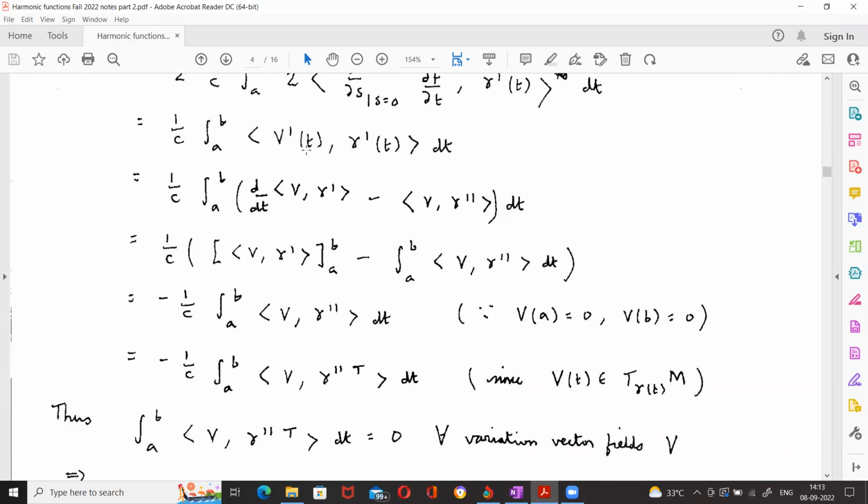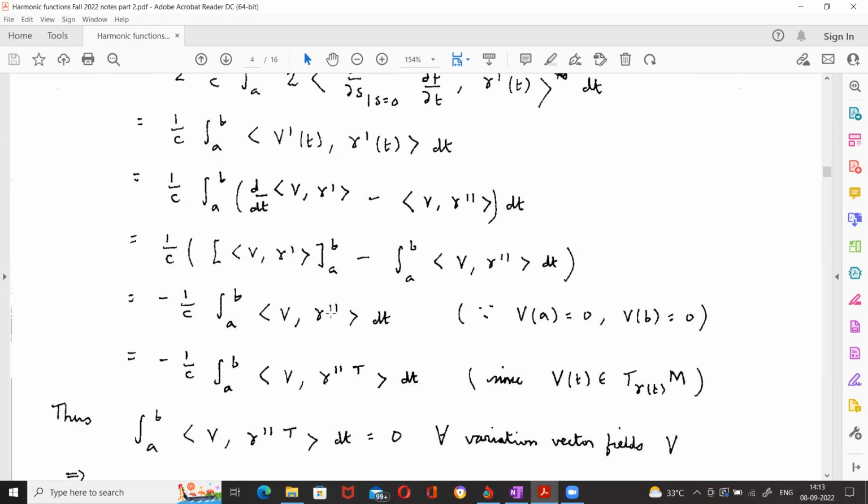Okay, you do an integration by parts, you write this as a derivative minus another term, then you integrate the derivative by the fundamental theorem of calculus. So you get some boundary term, v inner product gamma prime evaluated at b and a. And this boundary term vanishes because we're assuming that v vanishes at a and b. So the boundary term vanishes, and you just get an integral of v inner product gamma double prime.